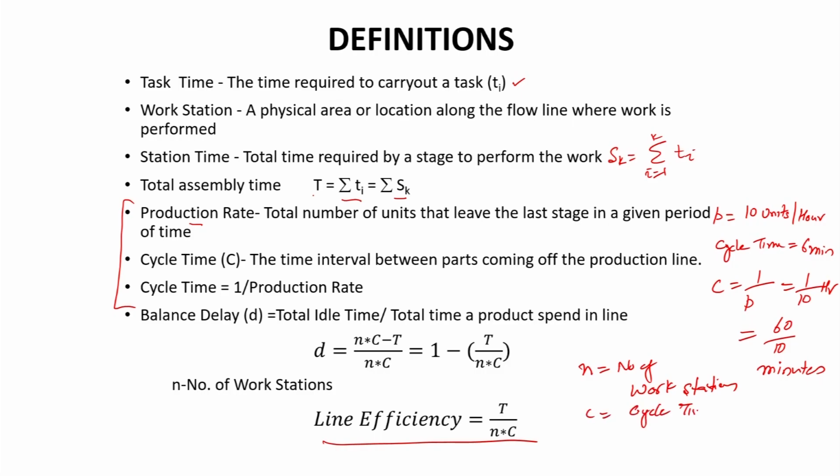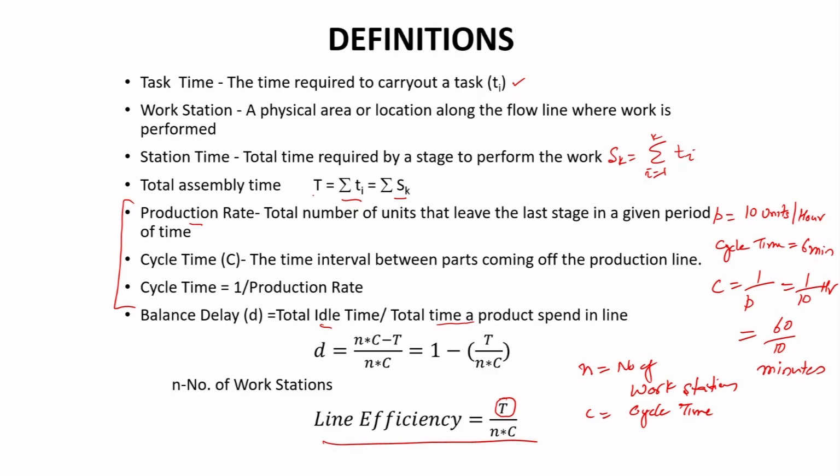So, the total time is equal to n into C. The total time put in to produce the product is n into C, and out of that, T is the total work achieved. So, the line efficiency is T by nC, and 1 minus T by nC is the delay. Otherwise we can also say, nC is the total time taken, out of that T is the productive time. So, nC minus T is the idle time divided by the total time taken. That gives the balance delay: total idle time divided by total time a product spent in the line.